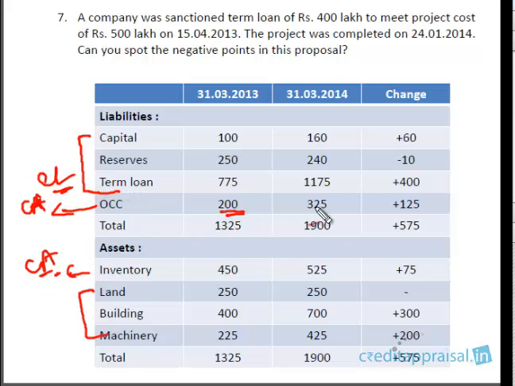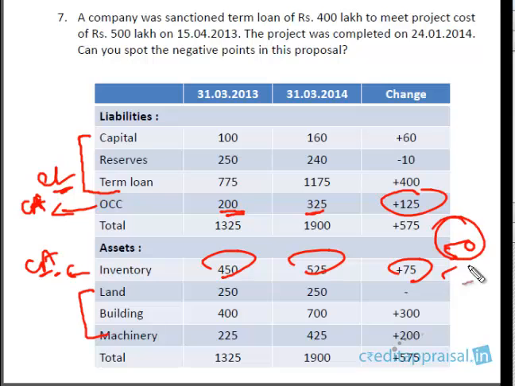If you see here, the OCC has gone up from 200 to 305. So the bank has not just sanctioned a 400 lakhs term loan, it has also enhanced the OCC limit from 200 to 305. So OCC has gone up by 105. But if you see the inventory, that's the only current asset item, it has gone up by only 75. So there is 50 lakhs which was meant for working capital purpose, like inventory or debtors or some working capital purpose. It was not spent for that purpose.